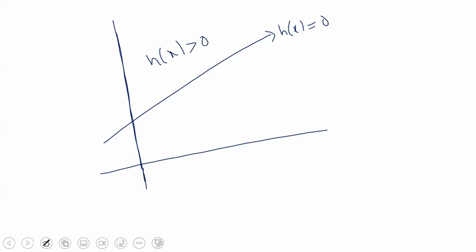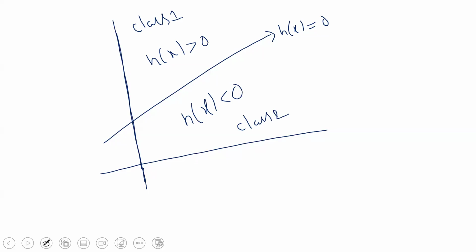So this is the 2D plane. Now we came up with something called data points, right? We say this is a hyperplane and this is represented by h of x is equal to 0. All the points above this hyperplane have h of x greater than 0, and all the points below have h of x less than 0. This is class 1 and this is class 2, and this hyperplane is trying to separate these classes.